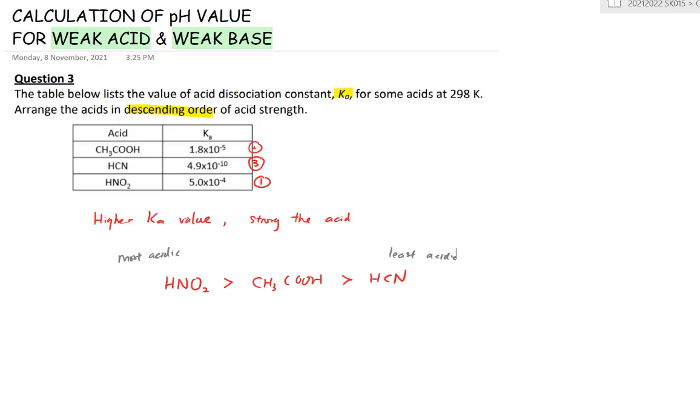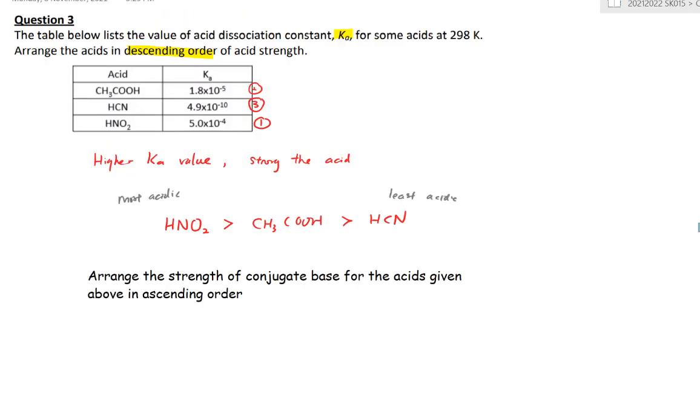If you want to do some explanation, you may explain that HNO2 is the most acidic as it has the highest Ka value. So according to this question number 3, madam adds one more question. If the question asks you to arrange the strength of the conjugate base for the acids given above in ascending order, or the increasing order, starting from the weakest to the strongest.